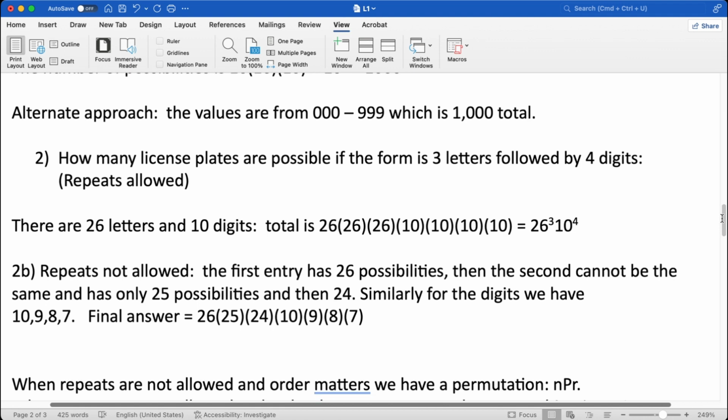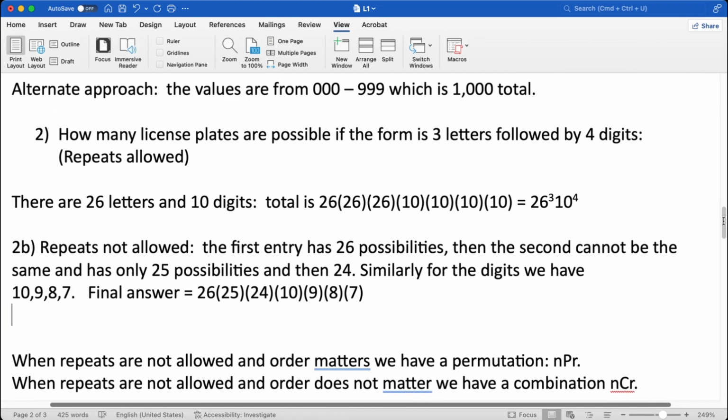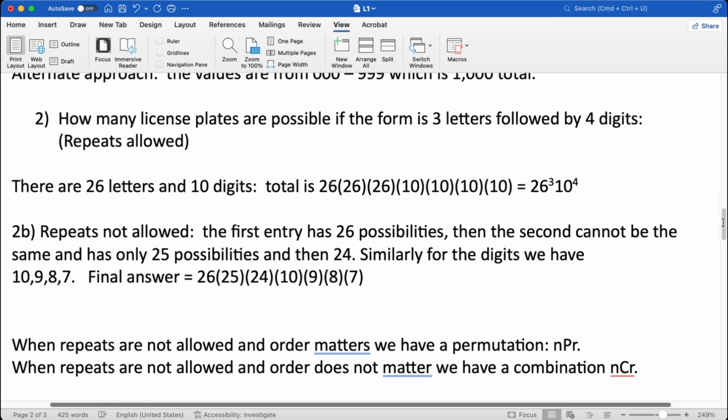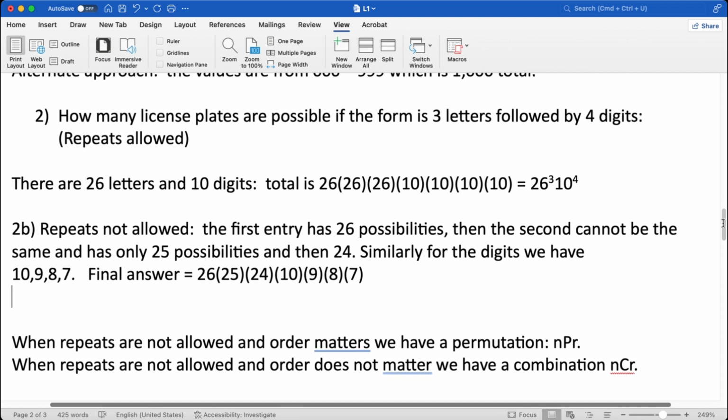So in this last situation here, where repeats were not allowed, but order does make a difference, switching the order results in a different outcome, we call that a permutation. Notation is nPr. From a total of n objects, we're selecting r of them. When repeats are not allowed and the order does not matter, then we have what's called a combination, denoted nCr.